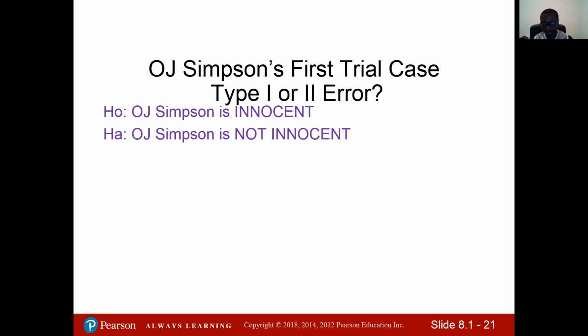The first trial. Most people in America believe that O.J. Simpson committed a crime, the murder. He murdered his wife, but he went scot-free. So what type of error is that?